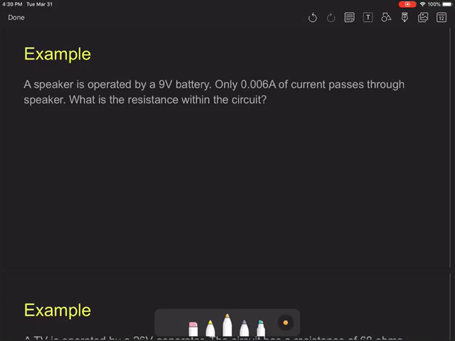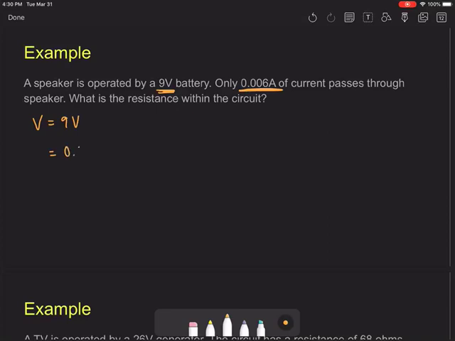So here we're going to read the question. We have a speaker is operated by a 9-volt battery. Only 0.006 amps of current pass through the speaker. What is the resistance within the circuit? Okay. So we start off by listing everything we know and what we want to find. So here we're starting off with 9 volts. And we know that voltage or potential difference is measured in volts. So we would say our voltage is 9 volts.